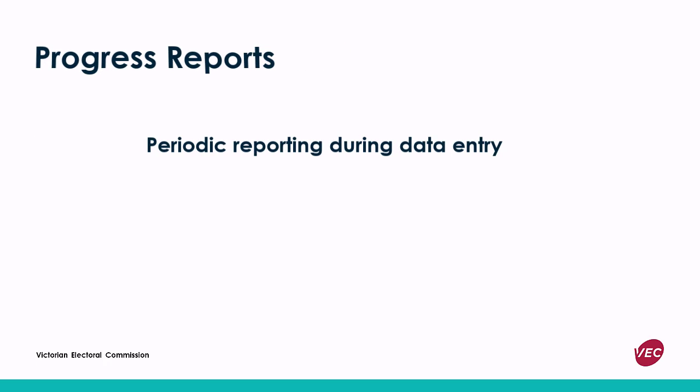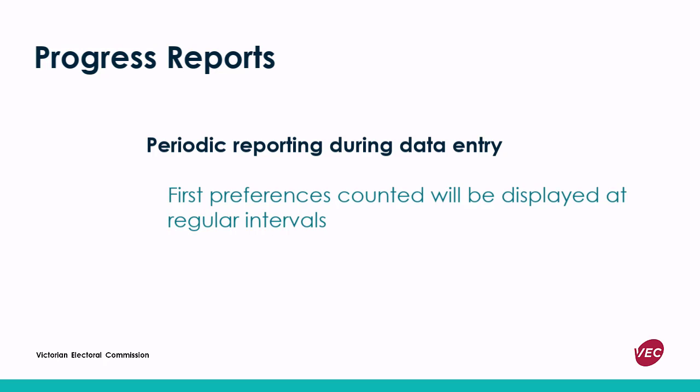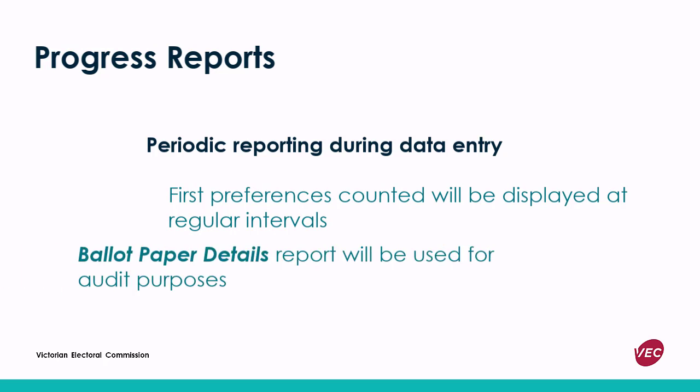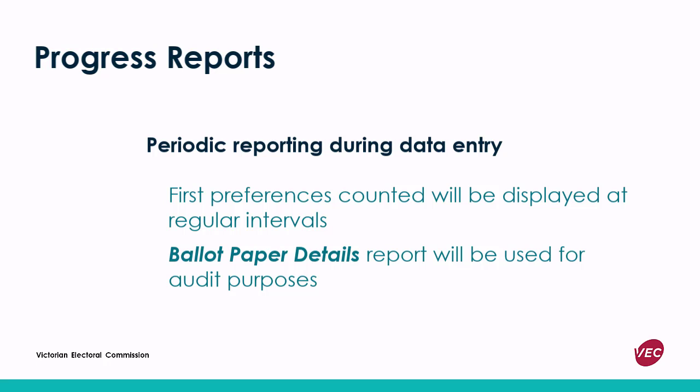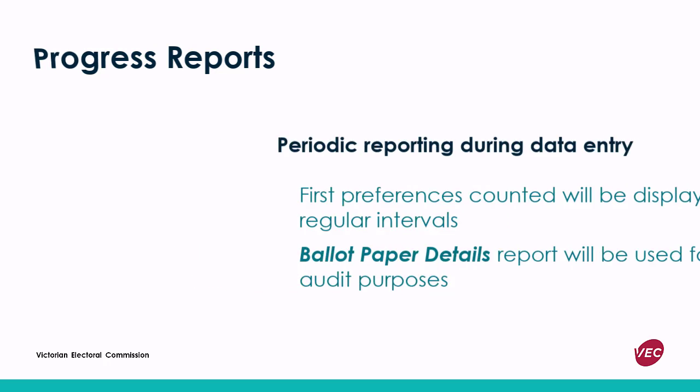A first preferences report will be available periodically throughout the count. This will detail the number of first preference votes for each candidate at the time of printing. The cumulative number of first preferences counted will be printed and posted on a wall. The ballot paper details report may be generated for audit purposes, a single batch at a time. A full soft copy download of this report is available after the completion of the count. Requests for this report can be made to the election manager. Further information about these reports is available in the information booklet mentioned earlier.